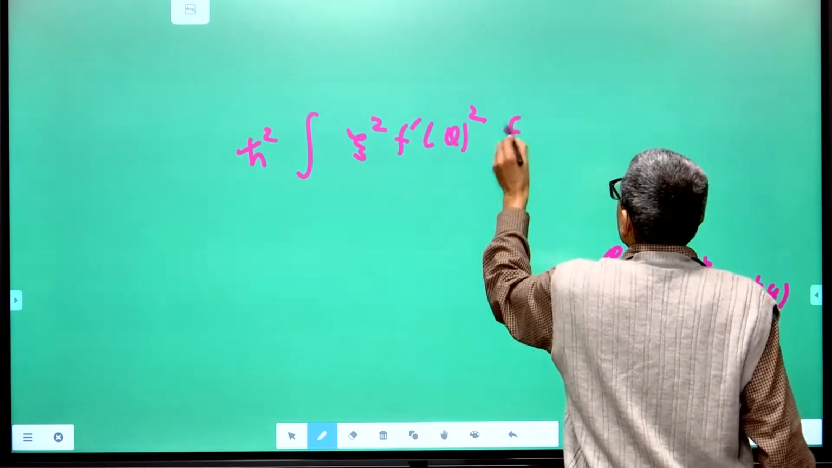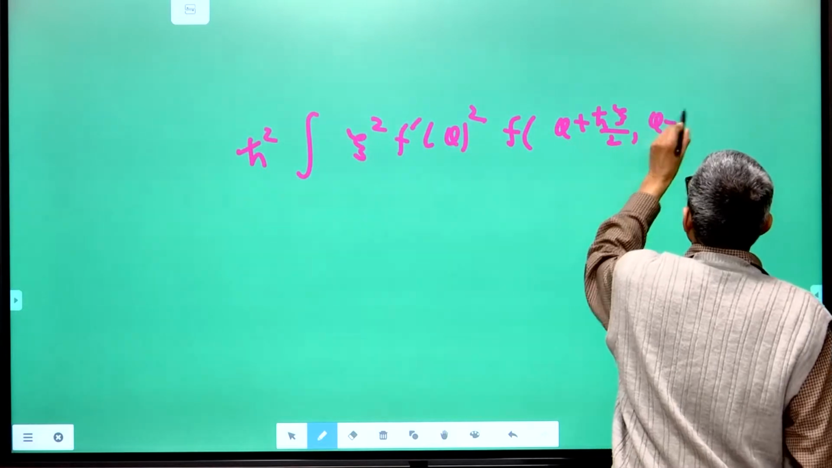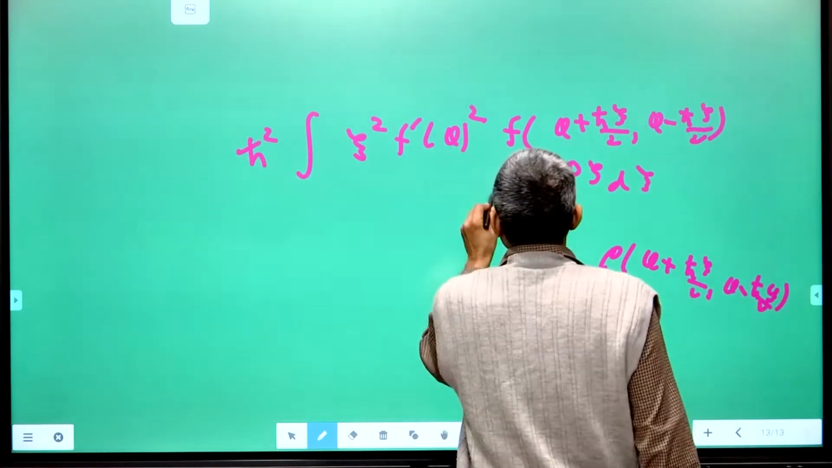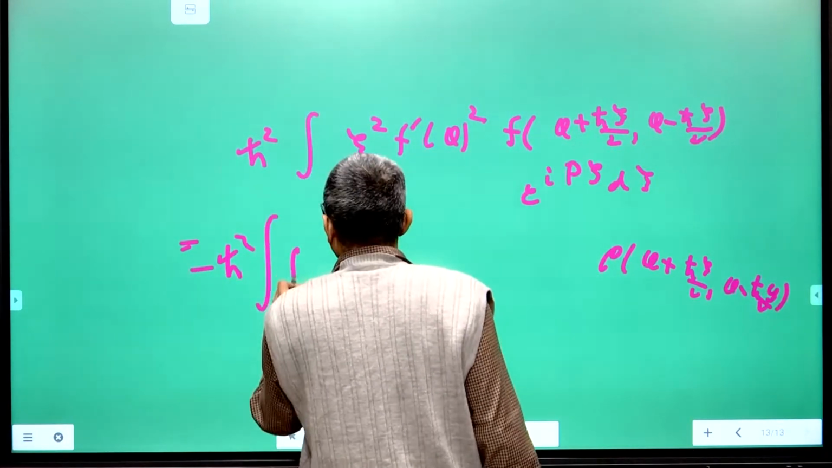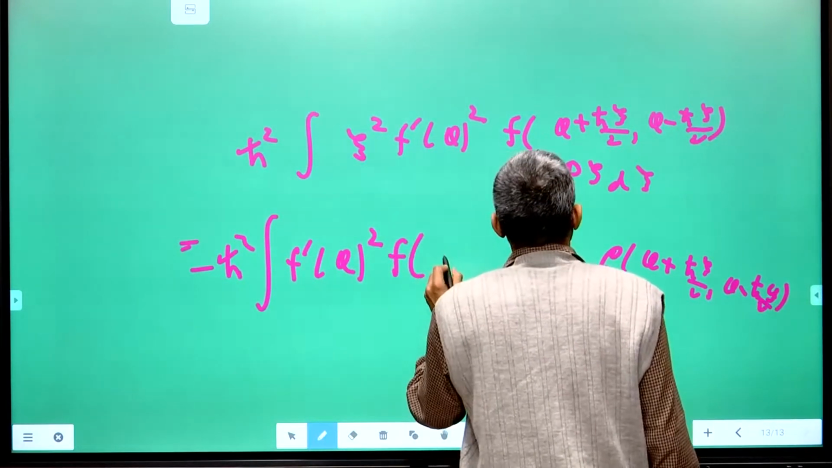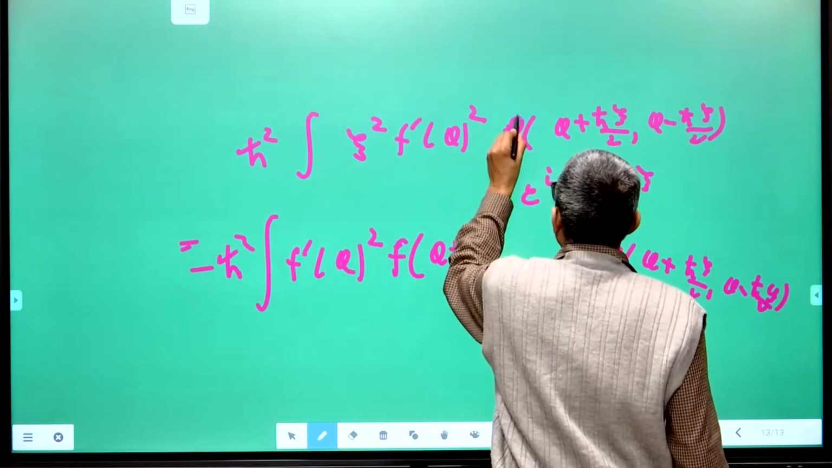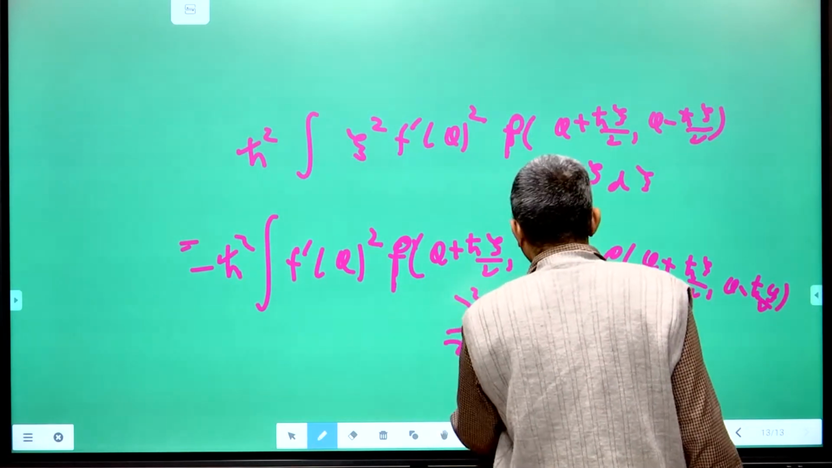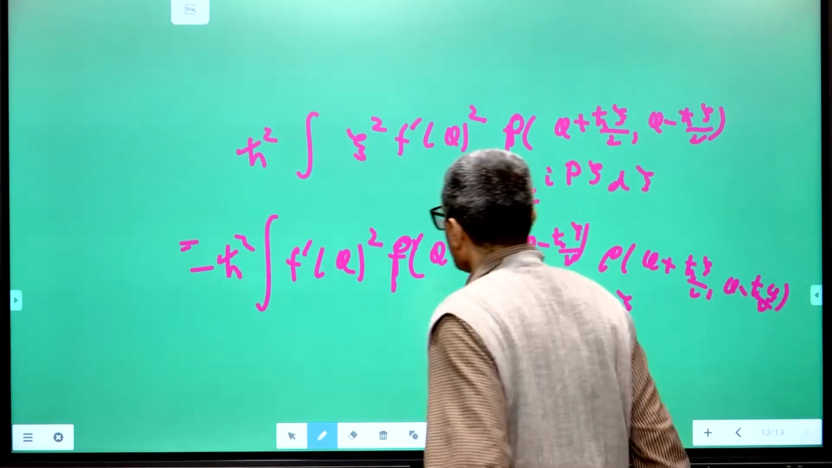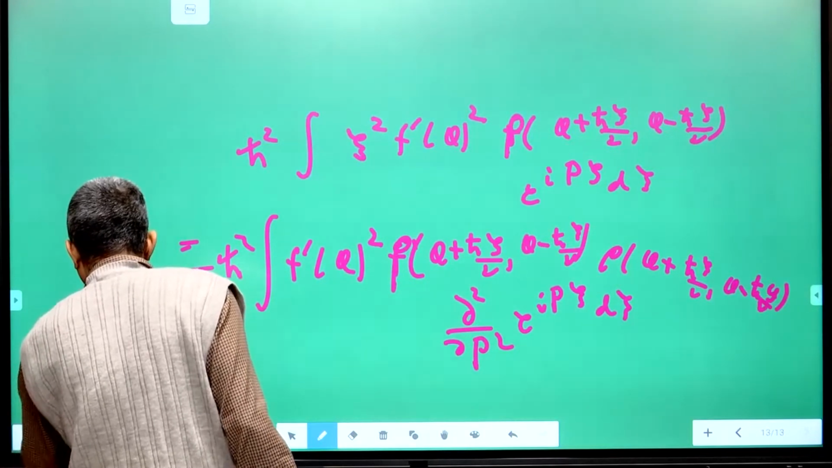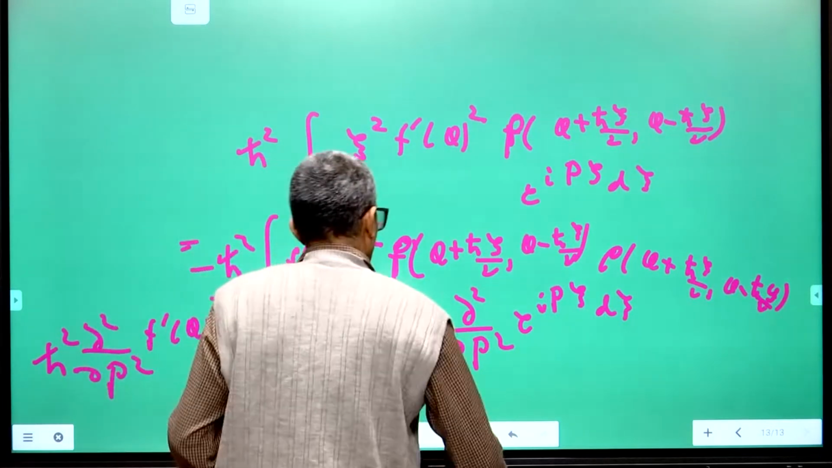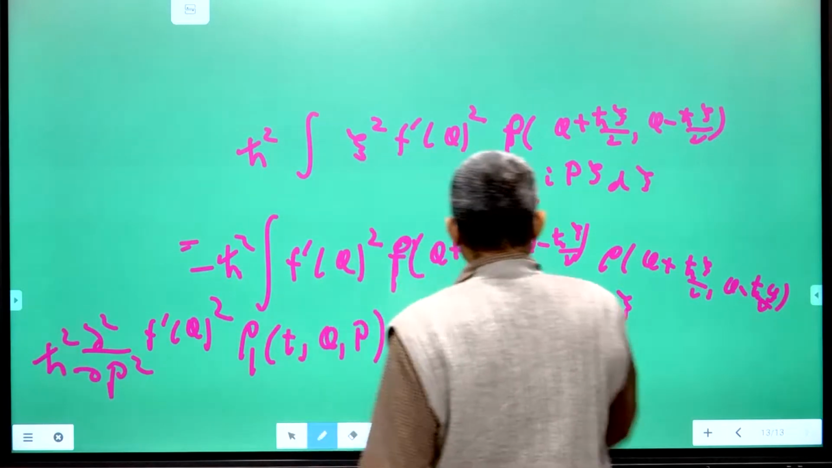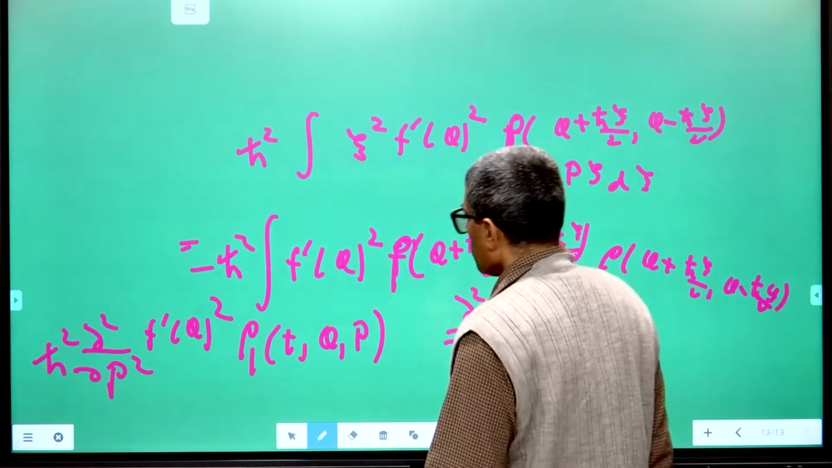So you get an approximation as f of q plus h xi by 2, q minus h xi by 2 into e power i p xi d xi. Now this e power i p xi, you can write as dou square by dou p square of this, right? This is the same as minus h square times f dash q square, rho of q plus h xi by 2, q minus h xi by 2, multiplied by dou square by dou p square of e power i p xi d xi. So I can bring the dou by dou p square outside. That will give you a term of h square dou square by dou p square of f dash of q square multiplied by rho 1 of t, q, p. I can replace h xi by small q again and convert this into this. So this gives you a second derivative term.